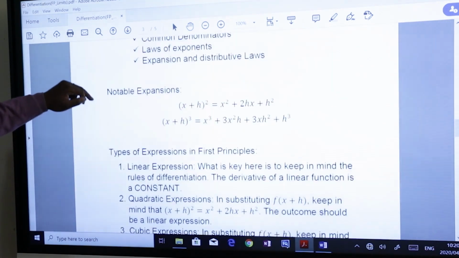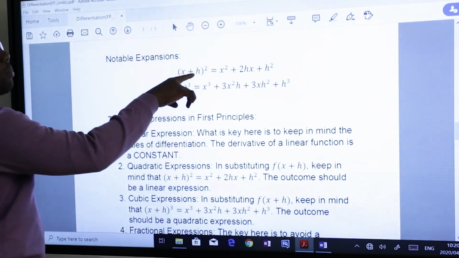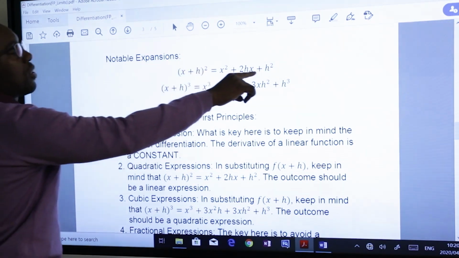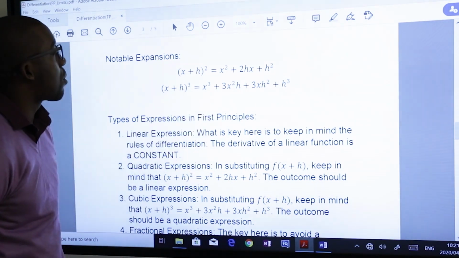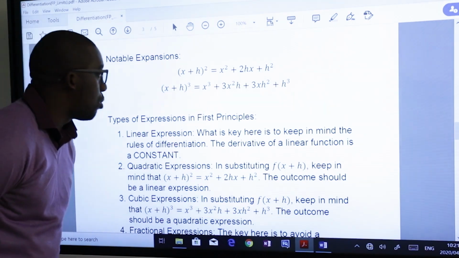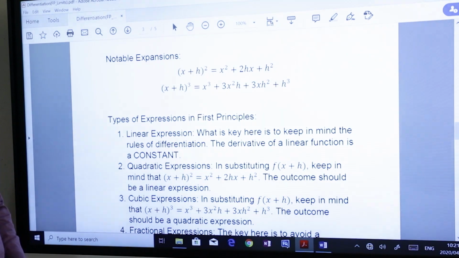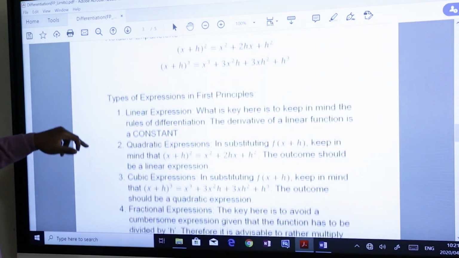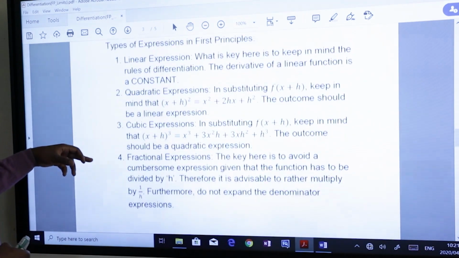Then there are some standard results given the nature of the problem. Whenever it's x plus h squared, it's always going to give us x squared plus 2hx plus h squared. X plus h cubed gives x cubed plus 3x squared h plus 3x h squared plus h cubed. These results are very useful to remember. Then it depends on the nature of the problem.